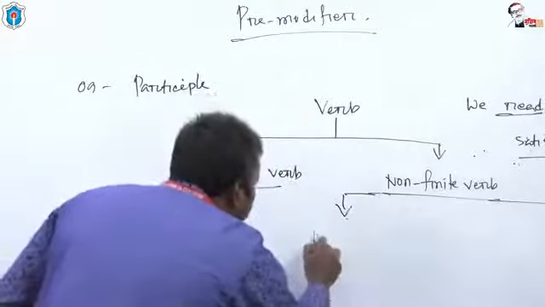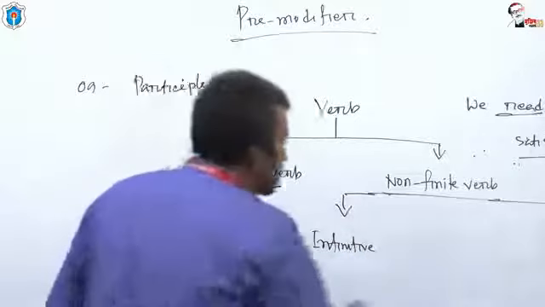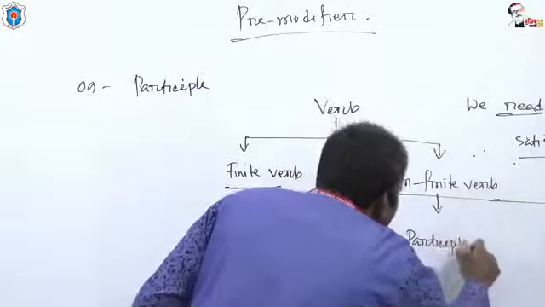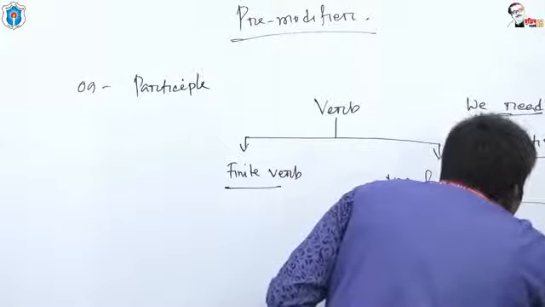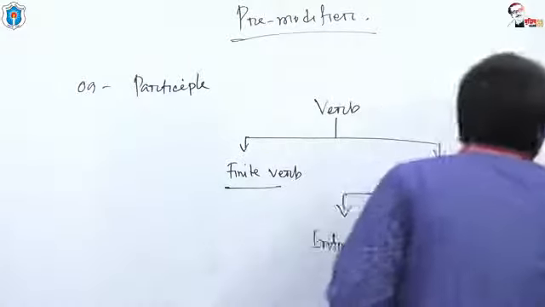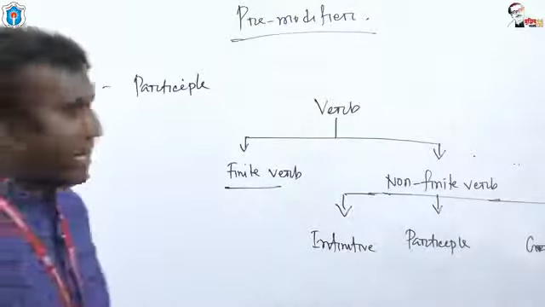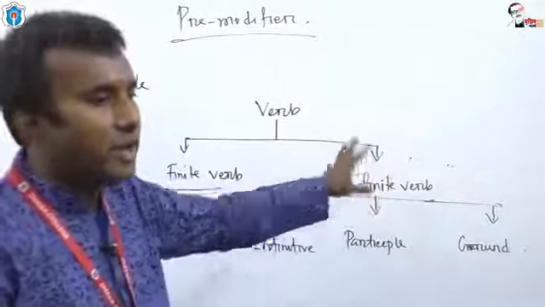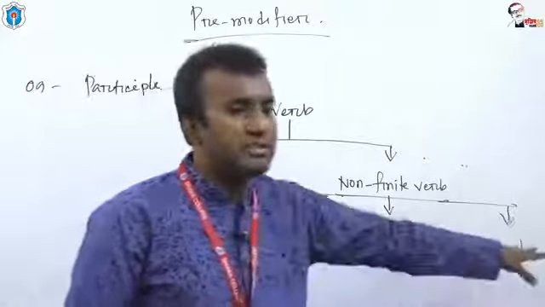Number 1, infinitive. Number 2, participle. Number 3, gerund. Look at the board, dear students. This is very, very important for you. Verb is classified into 2 parts, finite and non-finite. Non-finite verb is classified into another 3 parts: infinitive, participle, gerund.